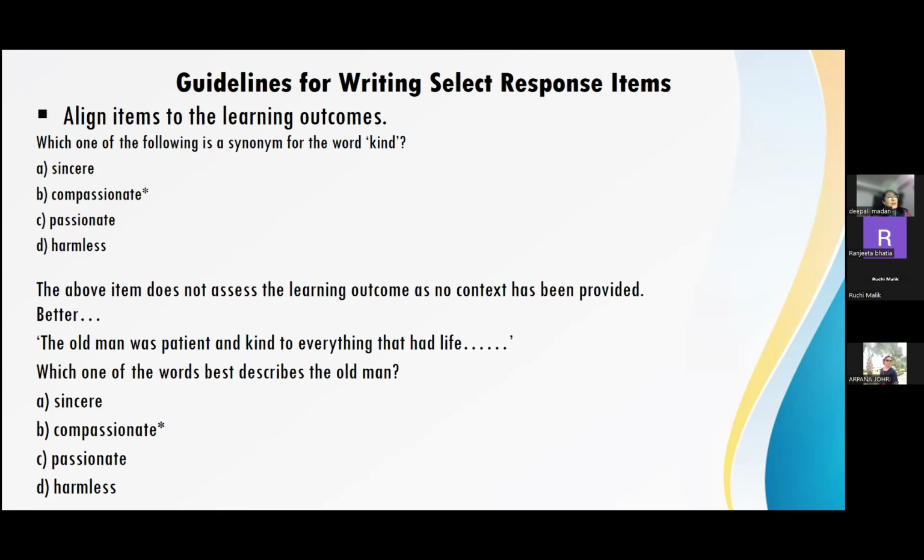So the first question says, which one of the following is the synonym for the word kind? Again, not a very good question because we have not given any context. So this kind of question is a very generic sort of question. But if we change it a little bit and we say, the old man was patient and kind to everything that had life. Which one of the following best describes the old man? So then there are 4 options: sincere, compassionate, passionate, and harmless.